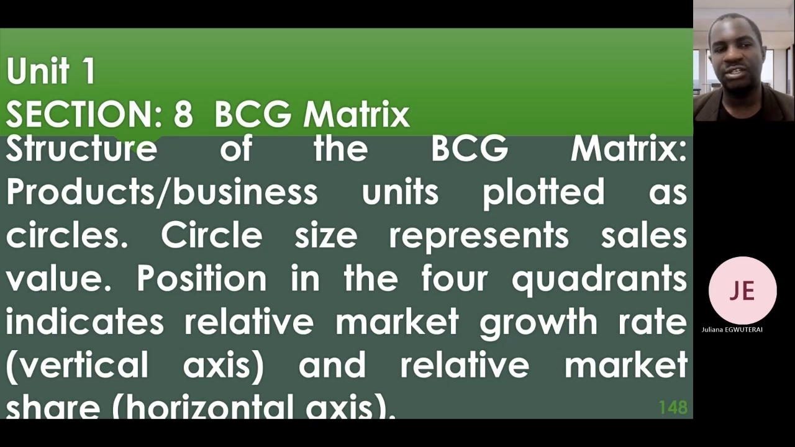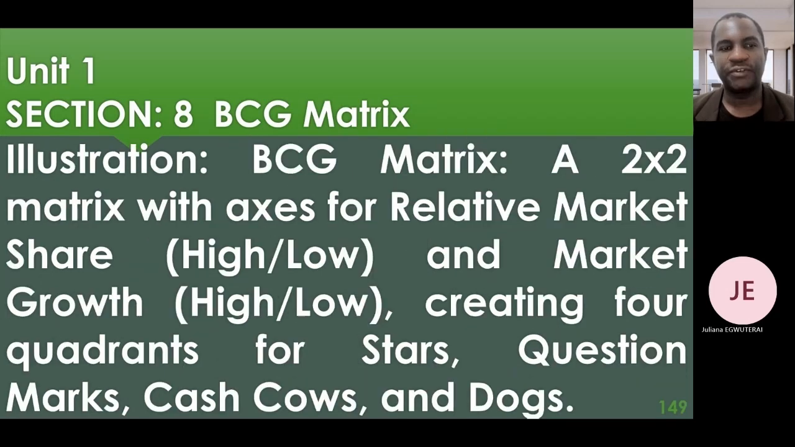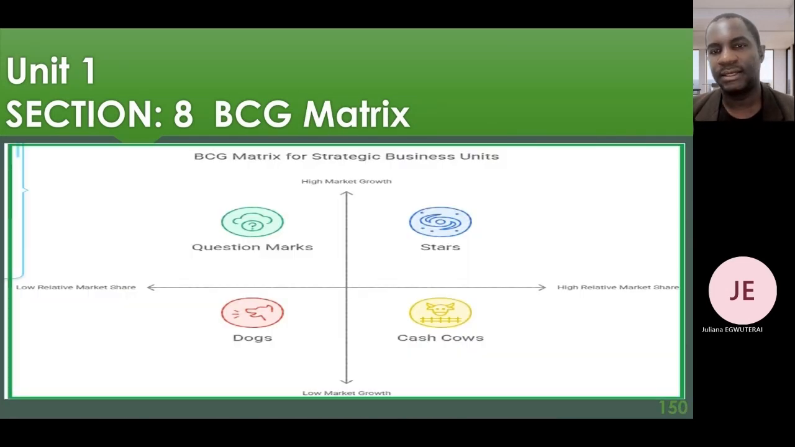So the structure of the BCG matrix includes products, business units plotted as circles. The circle size represents sales value, and the position in the 4 quadrants indicates relative market growth rate. So by way of illustration, let's look at this matrix. So you can see that cash cows are by the right. The cash cow is down by the right, and the star is up by my right. The star has high market growth rate and also high relative market share, while the cash cow has low market growth rate and high relative market share.